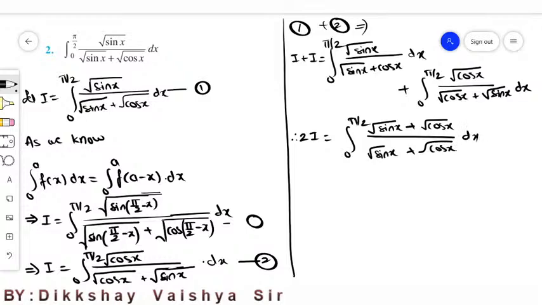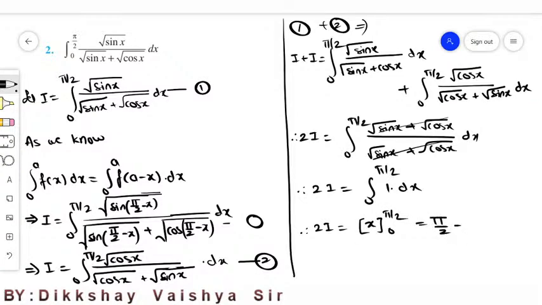Now this whole will get cancelled. Okay, the whole will get cancelled, 1 and 1. Therefore what will be left is 2I integral 0 to pi by 2, same problem as earlier. So therefore 2I is equal to x limit from 0 to pi by 2, which can be calculated as pi by 2 minus 0, which can be further written as I is equal to pi by 4. That's it.